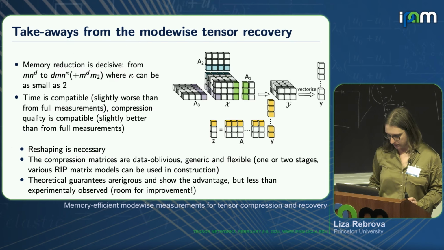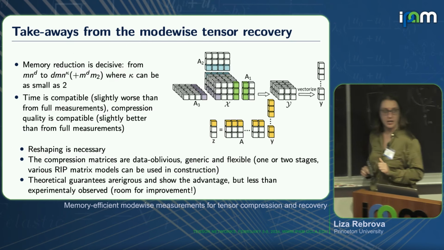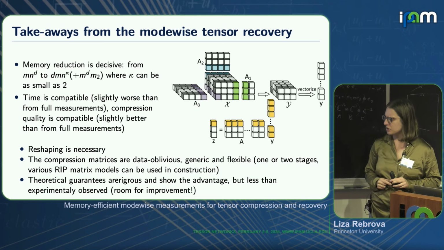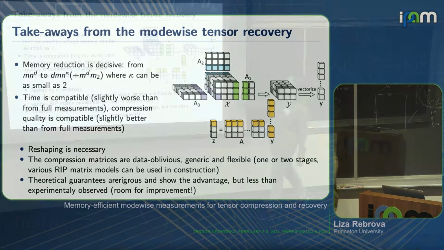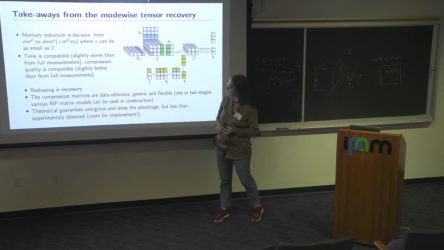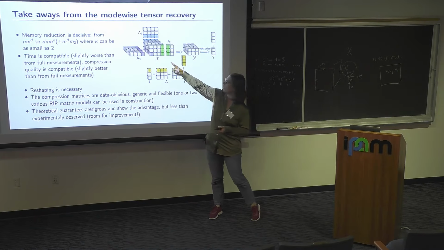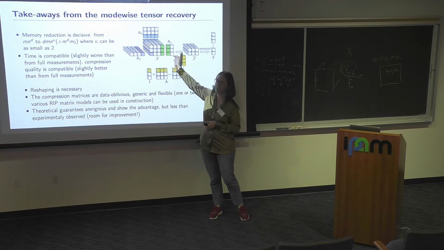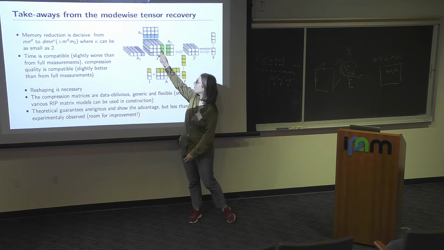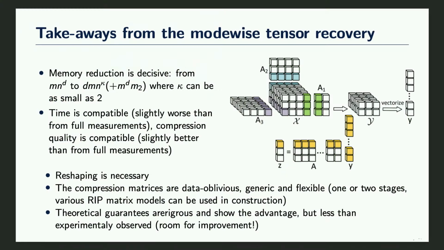And this is a takeaway from the recovery part. How much time do you have? 5 minutes? OK, this is good. So this is a takeaway from this restricted isometry property recovery part. So we propose to do maps like that. We can't do maps just like that. We need to do partial reshaping there. So actually, this is a lie. To apply that, you would need at least a 4D tensor and need to reshape it to a matrix.